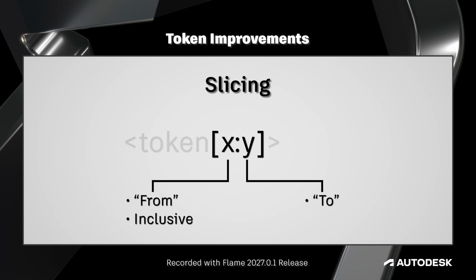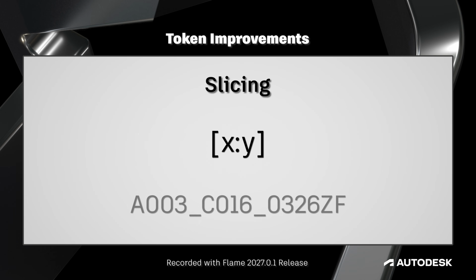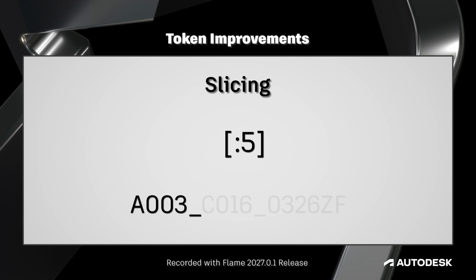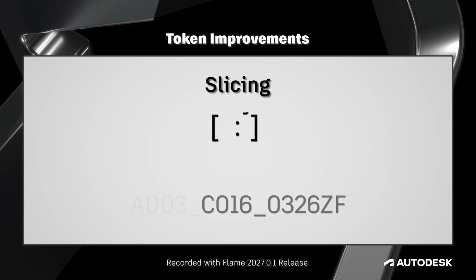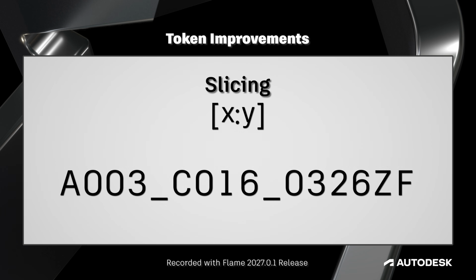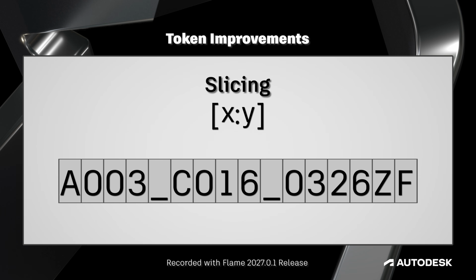The first number is inclusive, meaning the character corresponding to that number is present in the resolved string. And the second number is exclusive, meaning the character corresponding to that number is excluded from the resolved string. If we leave off the first number, Flame keeps everything from the start of the string up to our defined cut point. And if we leave off the second number, we keep everything from our cut point to the end of the string. One way to visualize this is to think of the numbers as marking the spaces between characters rather than the characters themselves.